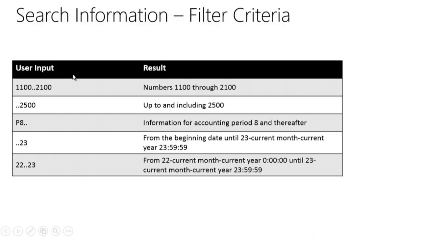So let's say, for example, that I'm entering a filter on a field using the range notation with the 2 dots. I can use a starting value and an ending value. I can also leave out the starting value. In this case, any number up to and including 2500 will be shown. In a date field, I can, for example, use the P8 to display information about accounting period 8 and thereafter. I can also say in here until 23, if it's a time field, for example, between 22 and 23.